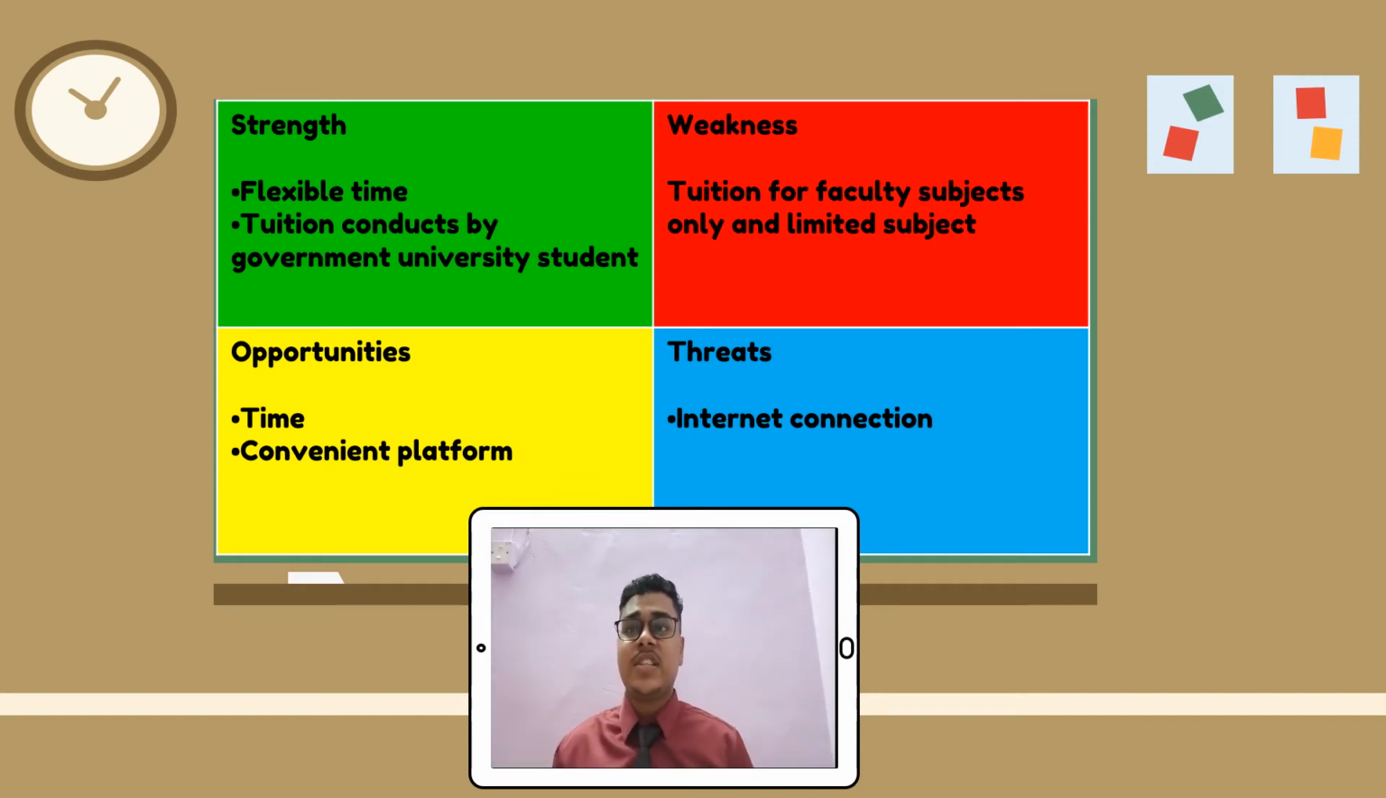Next is weakness. Home tuition only covers a few faculty subjects. Most subjects are suggested by students and based on the number of students taking part in a particular semester. The subjects being covered are management, finance management, communication and statistics only.